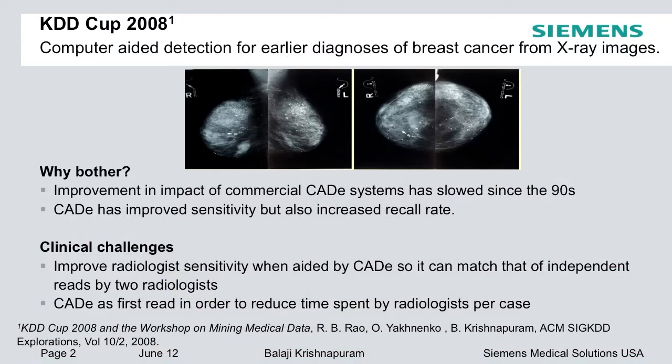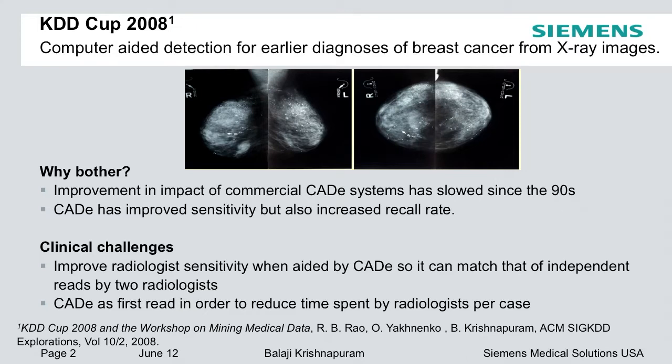So let's take one specific example of KDD Cup in 2008. I'll only talk about one competition here to make the points more concrete. Why bother with an algorithm for detecting breast cancer from X-ray images? Turns out there are a few problem characteristics. In the US, women over the age of 40 get annual mammogram screening. So you just go for an X-ray and they try to find out if you have breast cancer.